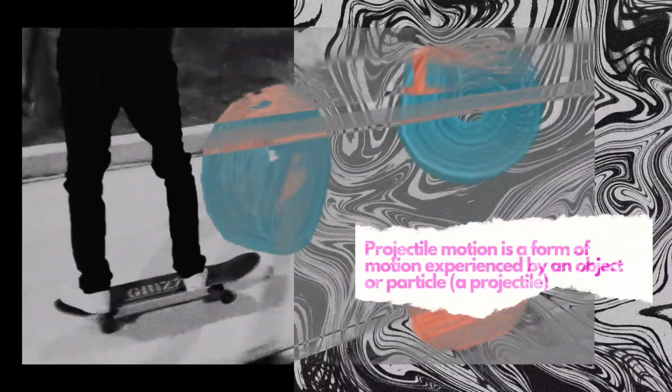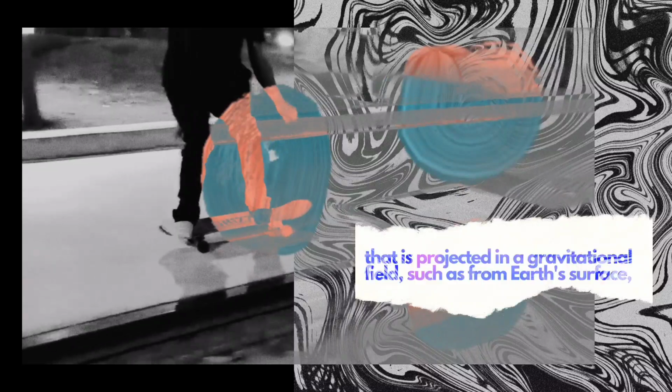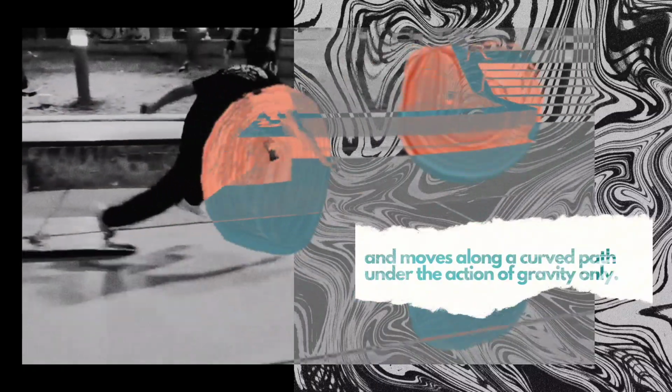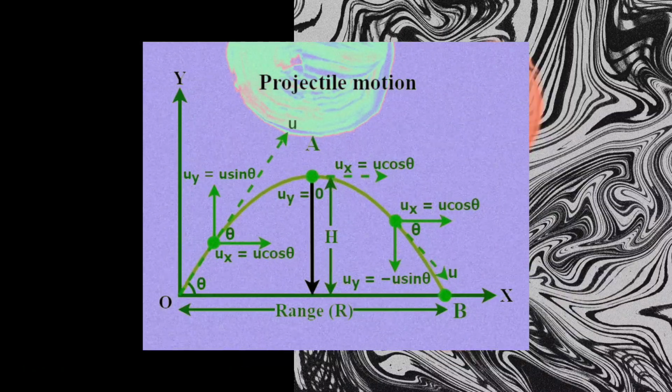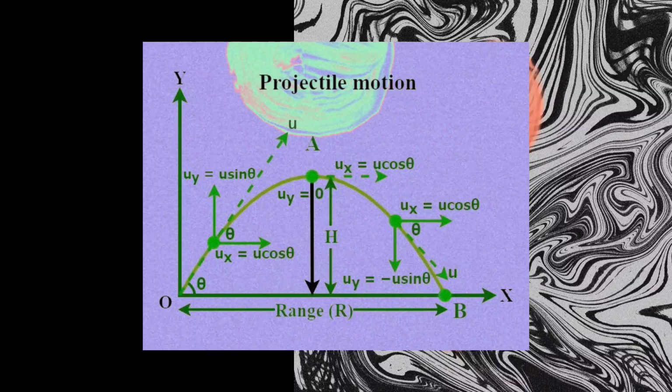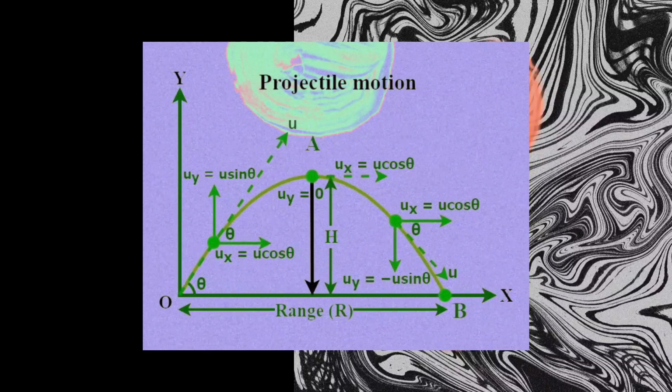Definition: projectile motion is a form of motion experienced by an object or a particle, a projectile, that is projected in a gravitational field such as from Earth's surface and moves along a curved path under the action of gravity only. As you can see here, there are two components of projectile motion, which are horizontal and vertical motion, and the variables affecting are time of flight, final velocity, launch height, and horizontal range of the projectile.